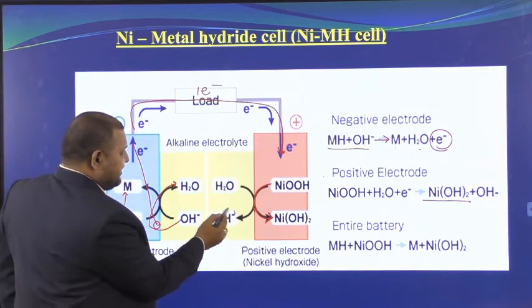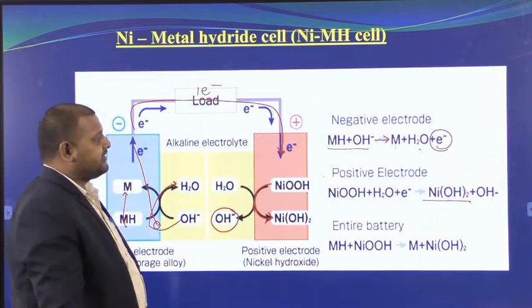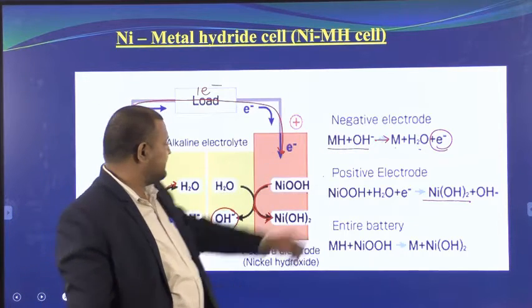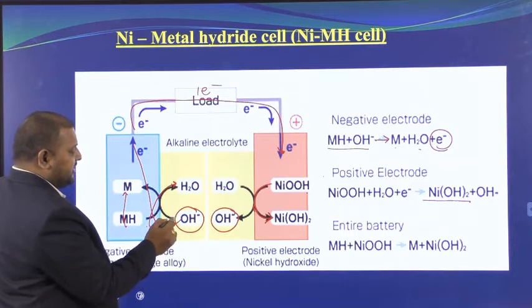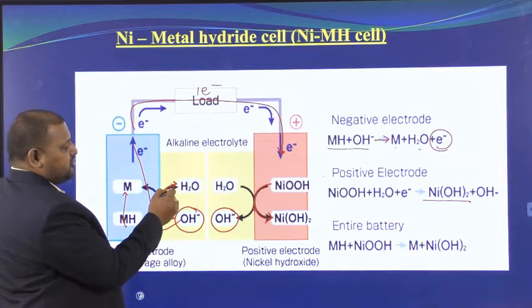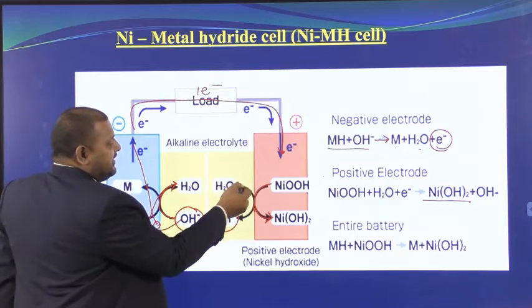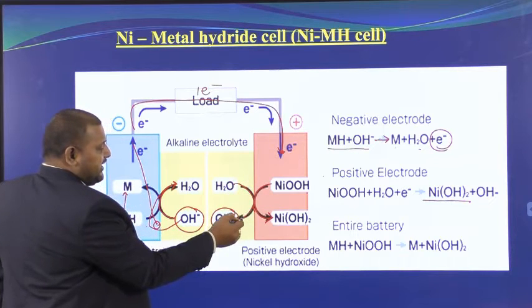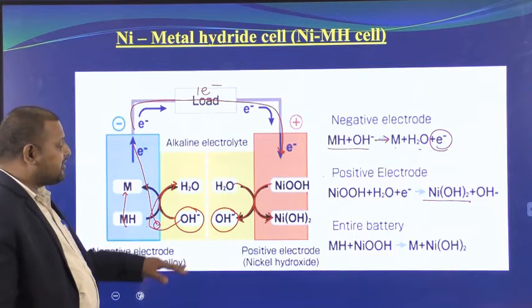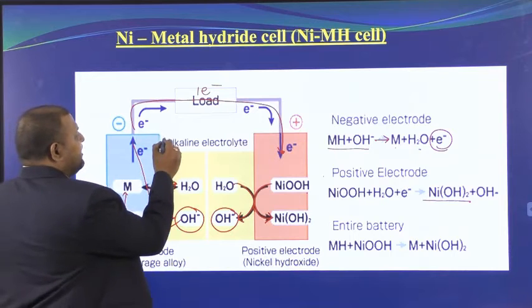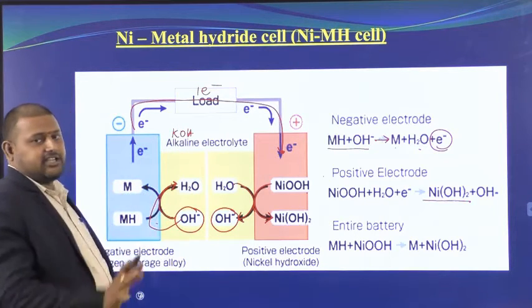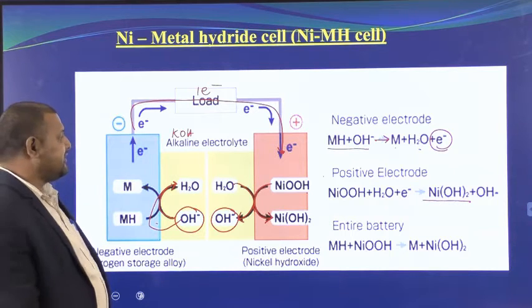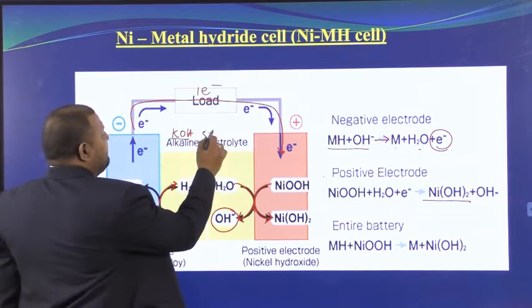And what is left here? OH minus only is left. So here we have taken the OH minus. Observe clearly: OH minus I have consumed here and we have generated H2O. And on the other side, H2O is taken and OH minus is generated. So the concentration of this alkaline electrolyte, that is potassium hydroxide, doesn't change. Potassium hydroxide doesn't change. So I took it as a 5 molar solution.